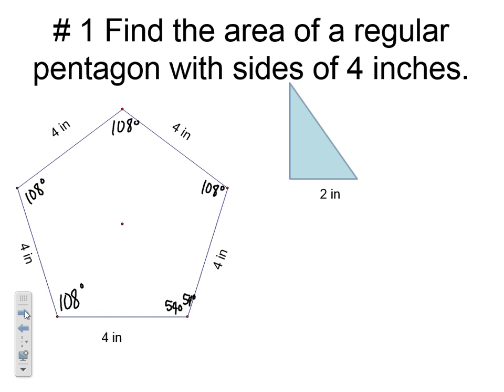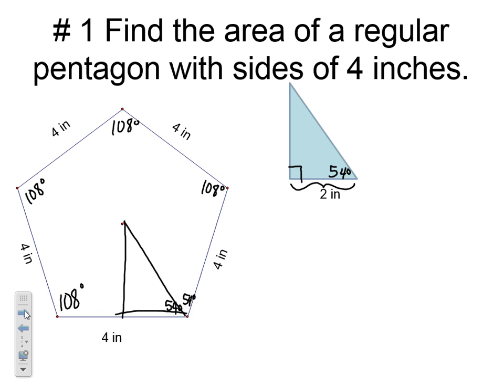Remember, it was a right triangle. Do you see how this became 2 inches right down here? It's not 4. Remember, our triangle was only half of that side. That's a big deal. The whole side was 4, and when I pulled that triangle out, it has a base now of just 2. Remember, in the corner here was 54 degrees.